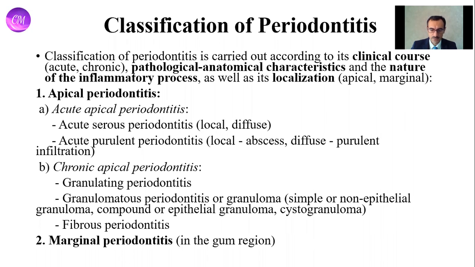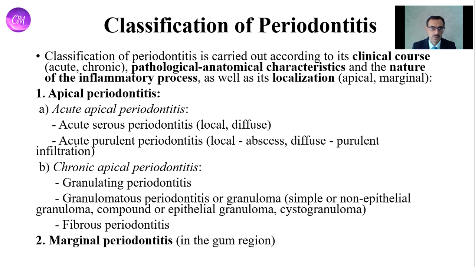Classification of periodontitis is carried out according to its clinical course, such as acute or chronic, pathological anatomical characteristics, and the nature of the inflammatory process, as well as its localization.